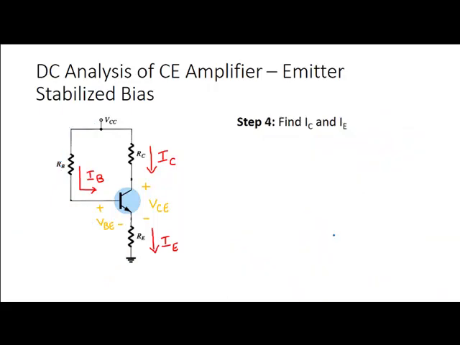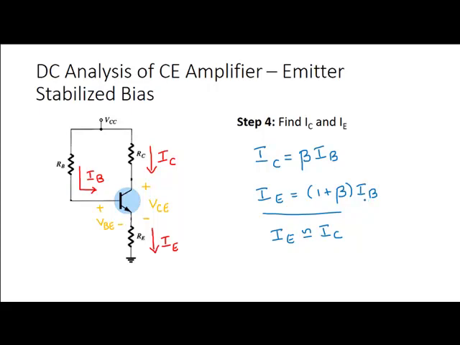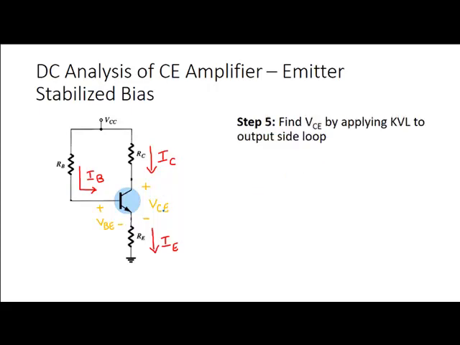In the next step, we will find out what IC is. We will make use of this expression, IC is equal to beta times IB, where beta is the current gain of the transistor. Easily we can find out IE also. Beta value is known, IB is found out in the previous step, so easily I can also find out IE. Or if you want to make an approximation, you can also do so. IE will be approximately equal to IC because the IB value will be much smaller compared to IC.